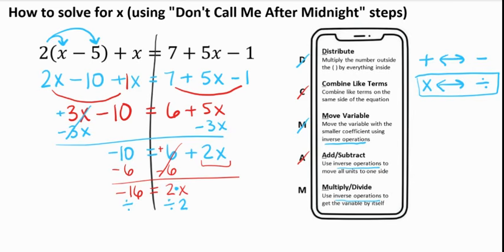And again, we always do the same thing on both sides. Negative 16 divided by 2 is negative 8. 2 divided by 2 is 1, so those cancel out. And I'm just left with x. So that would be our final answer. So again, I just went through the steps. It really helps if you have your handout for Don't Call Me After Midnight, so you can just kind of go through the steps as you go.